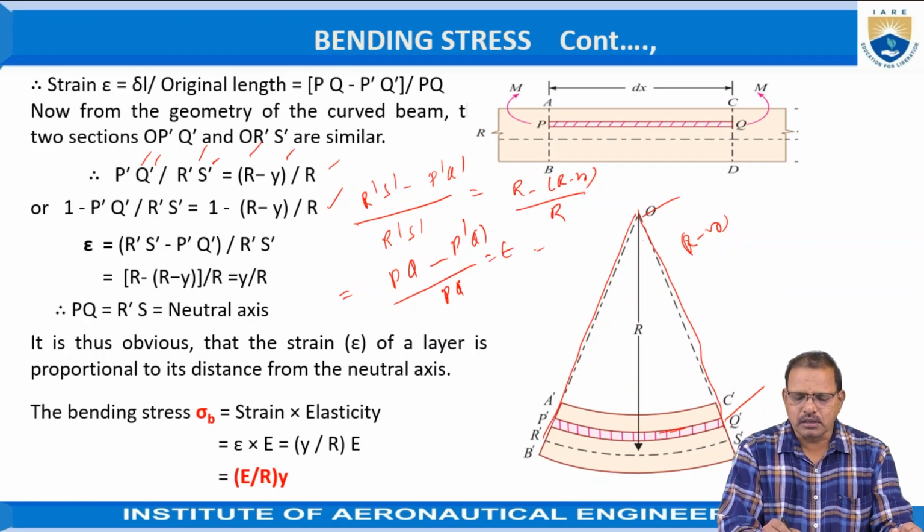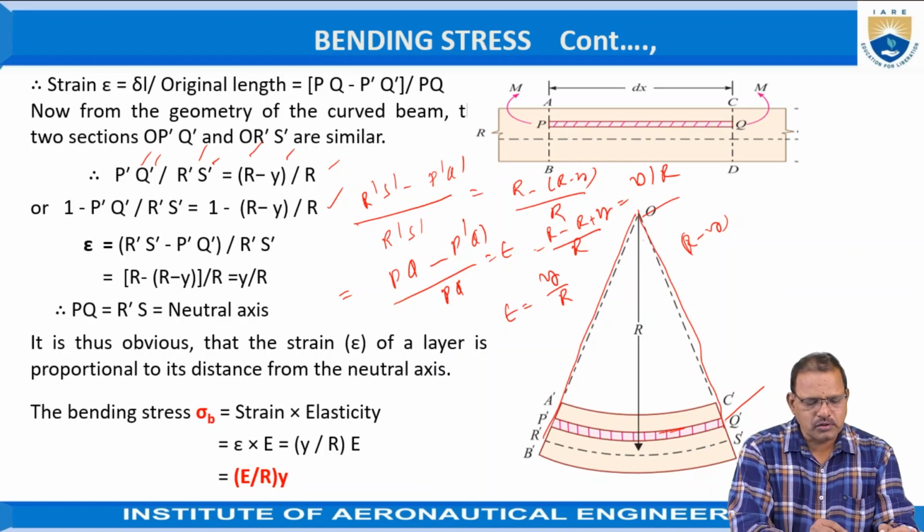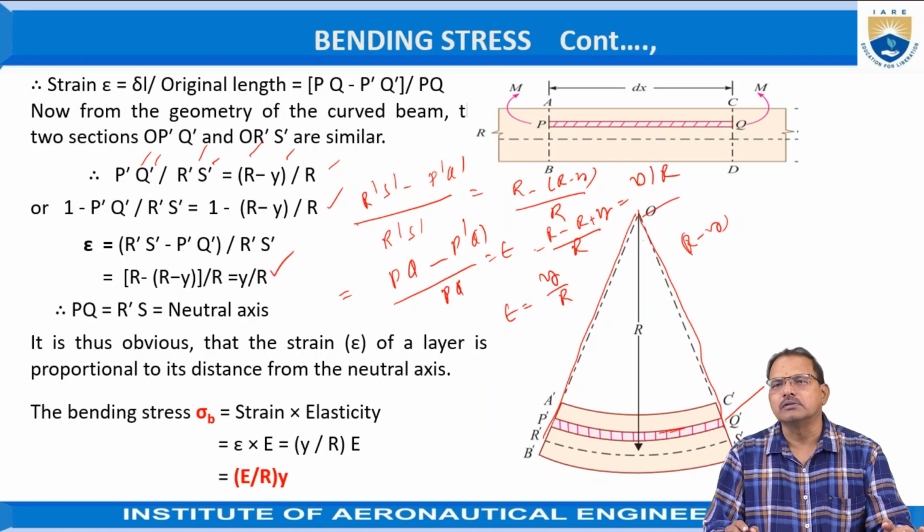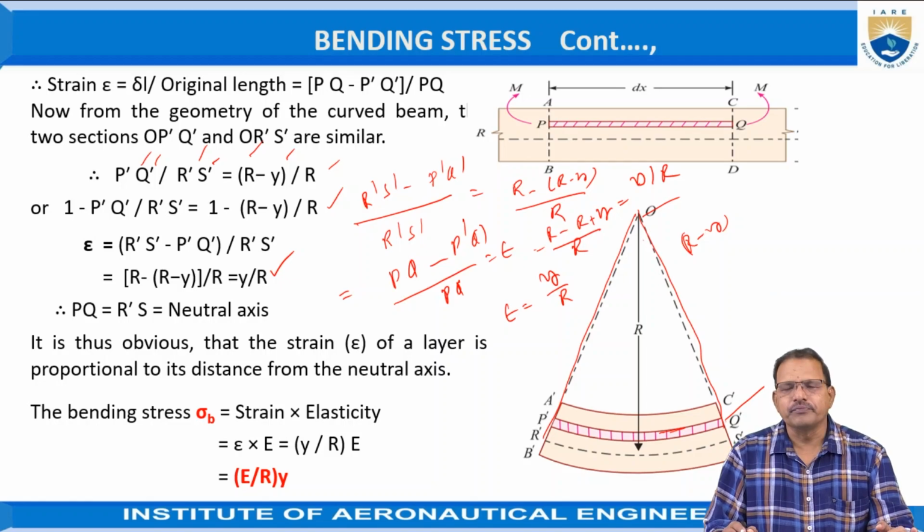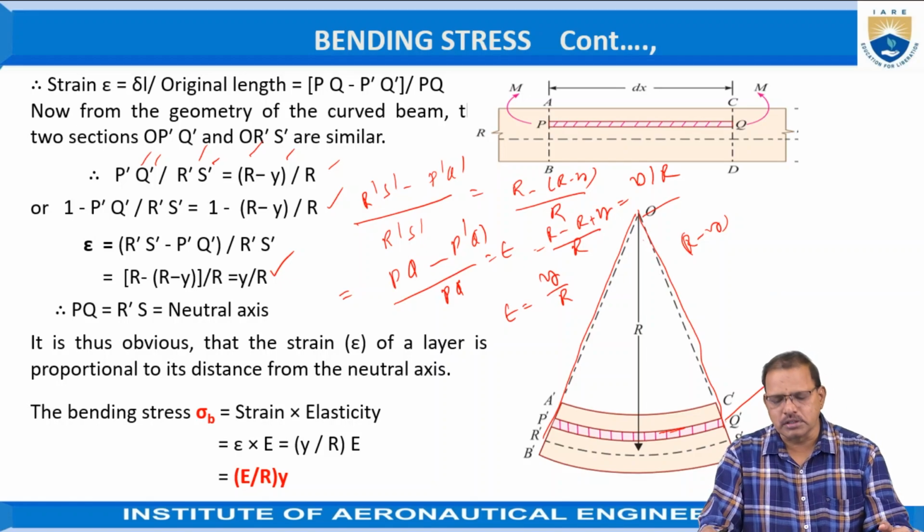We can take it as R minus R plus Y divided by R, which is equal to Y by R. That means strain is equal to Y by R. From this relationship, the strain produced within the beam increases when the layer of the beam is considered far away from the neutral axis. As the layer distance from the neutral axis increases, the strain produced within that layer also increases.